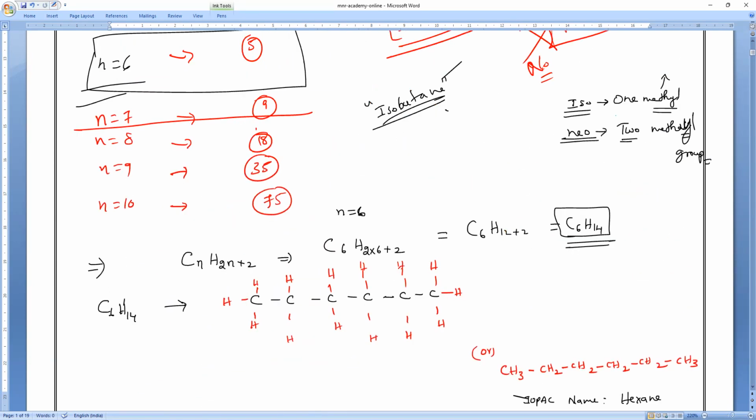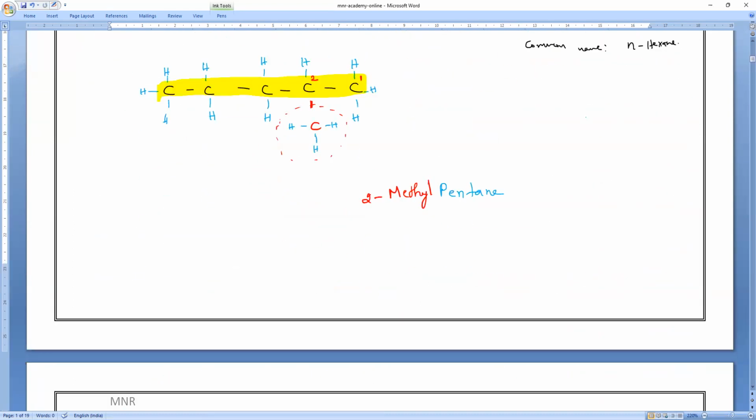What is that called? The second carbon has 1 methyl group. It is called 2-methyl. Yes, so this is the IUPAC name. And what is the common name? Isopentane.